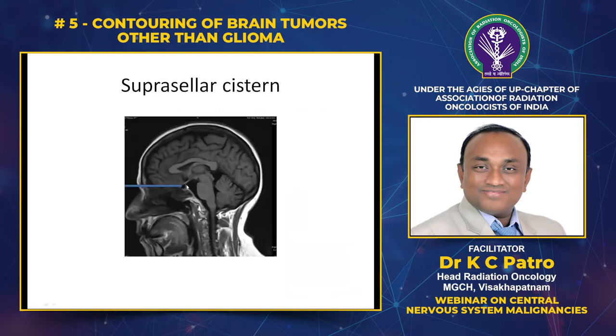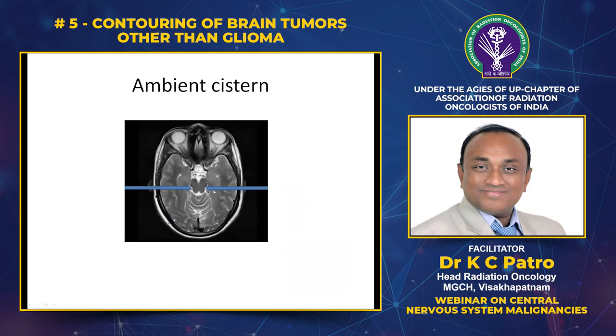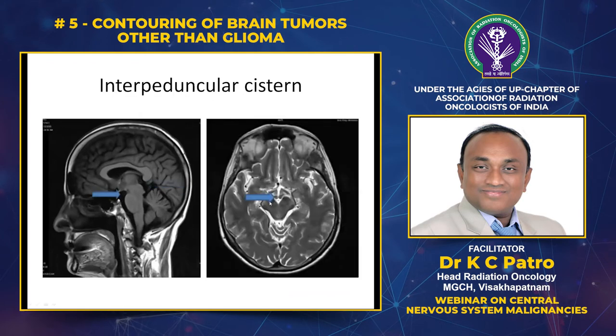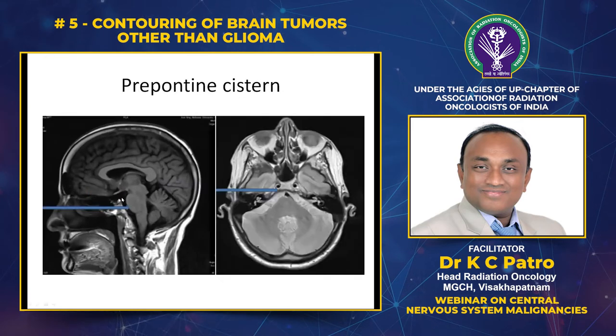This is the suprasellar cistern, the sella. This is the optic chiasm, this is the pituitary fossa, this is the suprasellar cistern. This is the ambient cistern, the lateral side of the midbrain. This is the quadrigeminal cistern, the back side of the midbrain. This is the interpeduncular cistern, between the V structure in the pons, anterior pons. This is the prepontine cistern, anterior to the pons. This is the tadpole bulging. You can see here this is the pons, and anterior to this is the prepontine cistern.